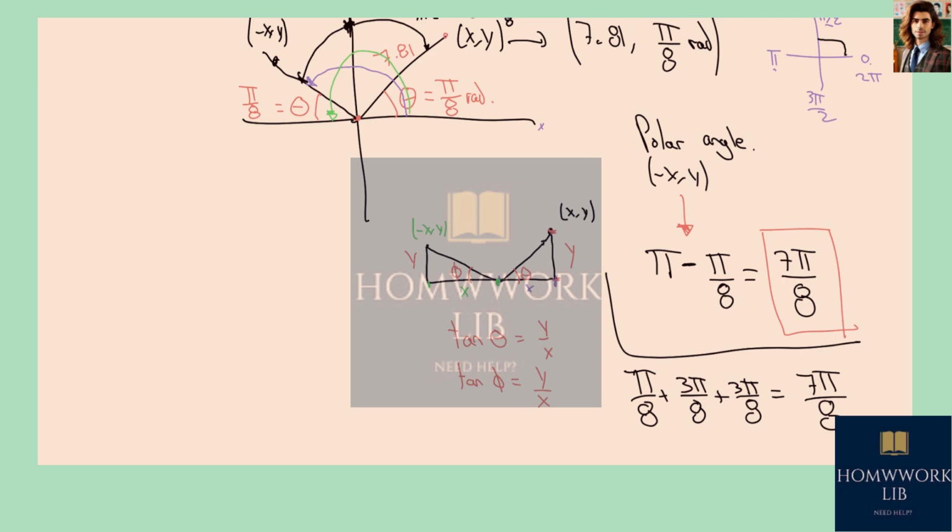So in general, I prefer the first method because it is more straightforward, but whichever you prefer is good for you. Regardless, the polar angle for the minus x comma y coordinate is going to be equal to 7 pi over 8.